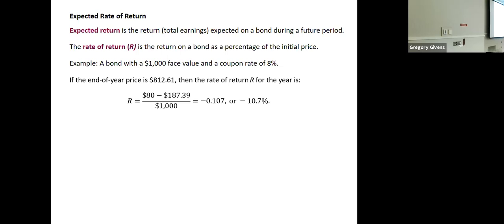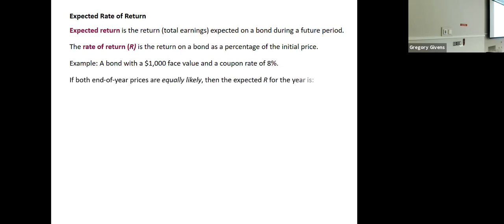Now, in a real situation, we don't know what that's going to be, all right? But we can illustrate the concept if we just assume here, for the case of simplicity, that both of these end-of-year prices, in my example, are equally likely. So the bond is going to appreciate with probability 1/2. It's going to depreciate with probability 1/2. Can we figure out what the expected rate of return is? Yeah, it's just going to be equal to 1/2 times the high rate of return, 35.2, plus 1/2 times the low rate of return, that is negative 10.7. And so the expected rate of return is 12.25%.